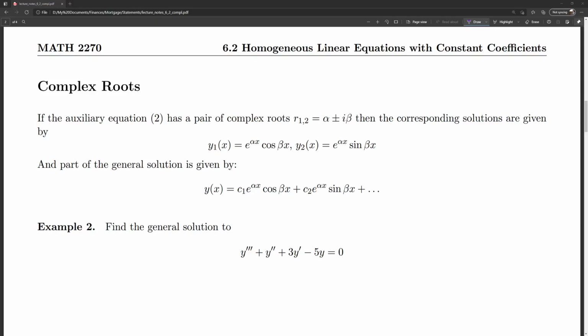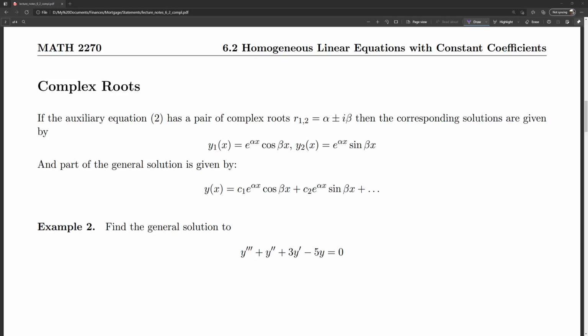beta x. And part of the general solution is then given by y of x equals c1 e to the power alpha x cosine beta x plus c2 e to the power alpha x sine beta x. Notice that I have put a plus dot dot dot here because our auxiliary equation has a degree that could be higher than 2. So there could be more roots to that auxiliary equation, leading to other parts of the general solution.